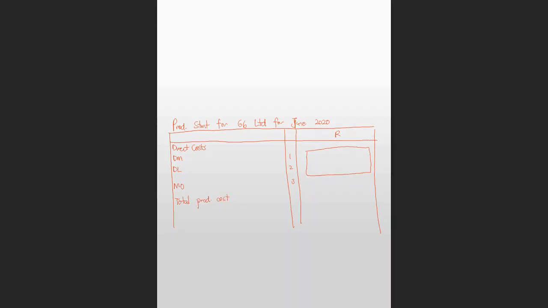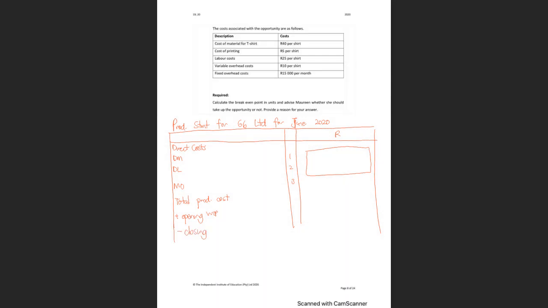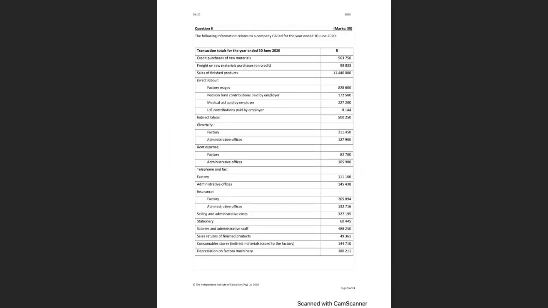Then you're going to add in your opening work in process balance, subtract your closing work in process, and that's going to tell you the total cost of finished goods produced. So remember, this goes within brackets and that's your total. Okay, so let's get started with your notes.